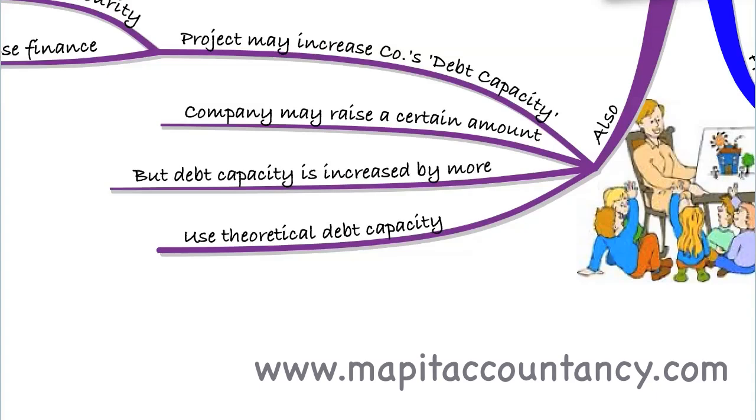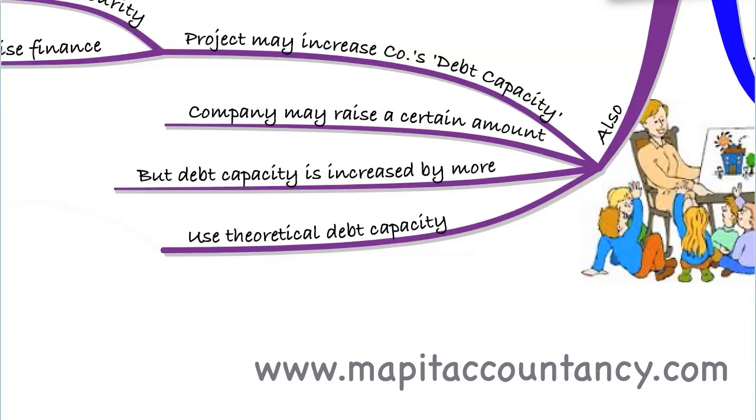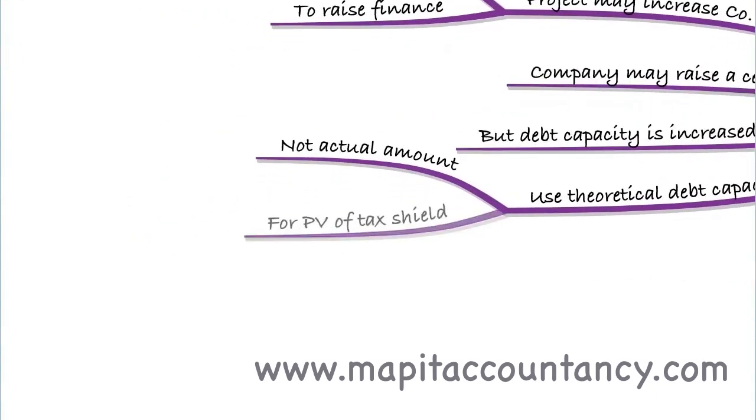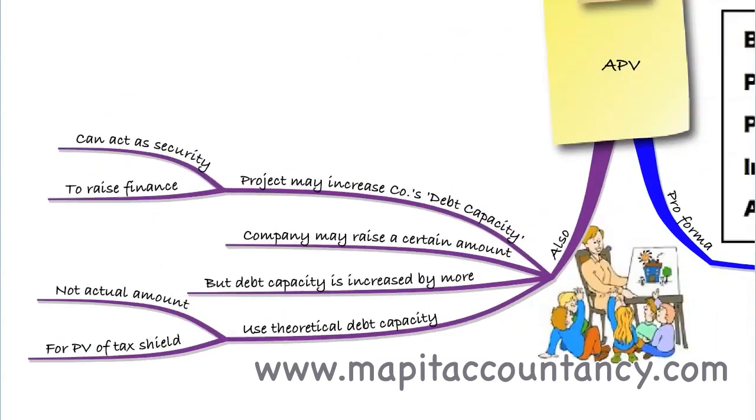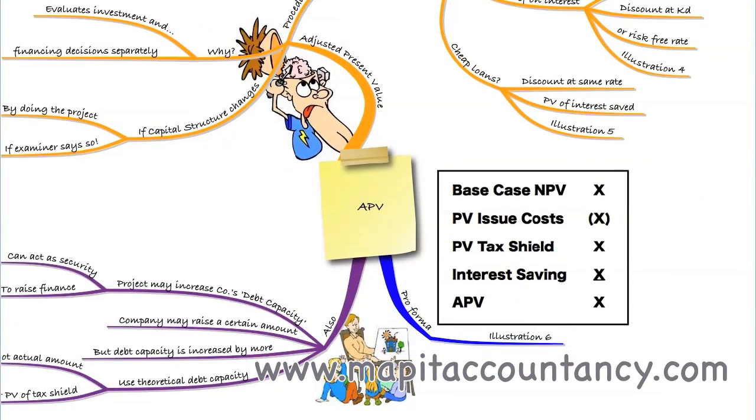Use the theoretical debt capacity, i.e. the 15 million, not the actual amount, for the present value of the tax shield calculation. It's quite a rare thing that this will come up in a question, but make sure you look out for it. So always use your theoretical debt capacity for the present value of the tax shield calculations. So that was a recap of our lecture on APV.